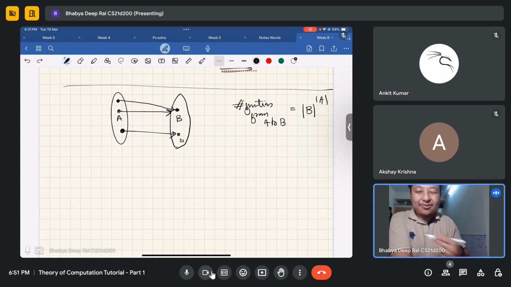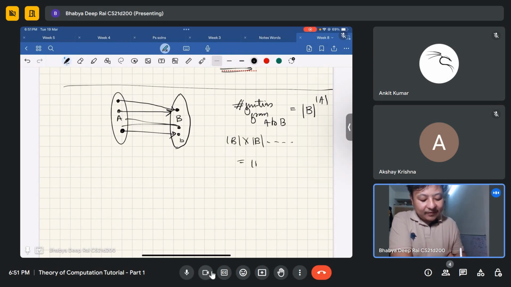But you don't need to know this. I'm just saying it for completeness' sake. So every element in B, you have size of A many choices. Next element of B, I have size of A many choices, and so on. Finally, it becomes size of B to the power size of A. Anyway, this is all you need: the number of functions from A to B is size of B to the power size of A.